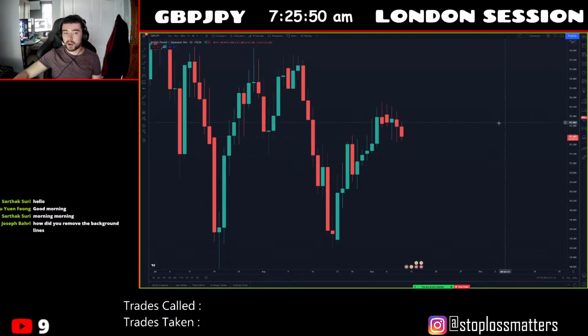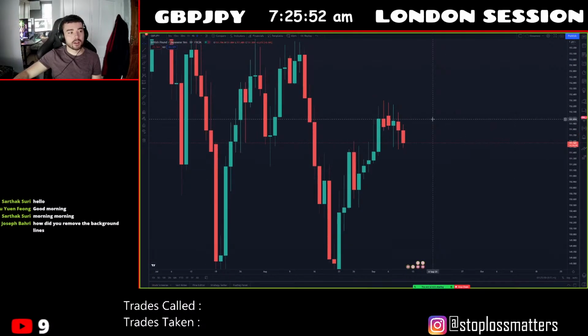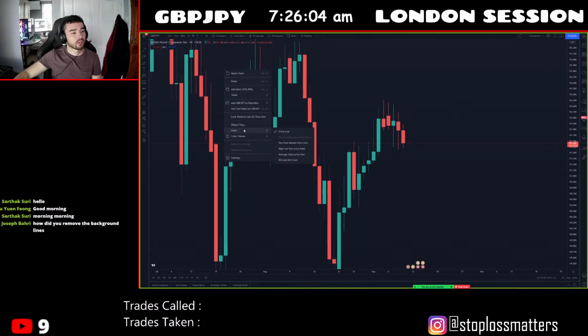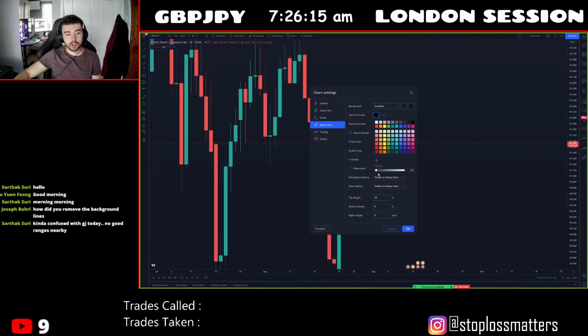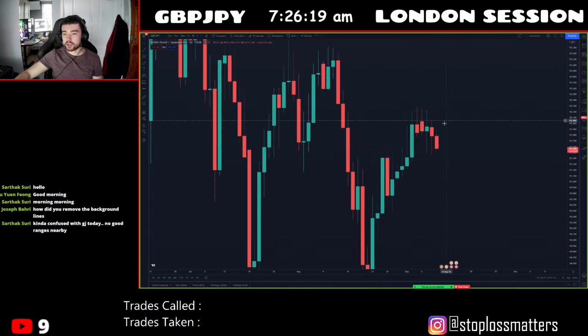How did you remove the background lines? Oh yeah, someone told me. I had a look around. Where was it? Is it on here? Settings. Yeah, here. Appearance, and then these vertical lines are just put to 0, like opacity 0. Looks a lot cleaner, so that's good.